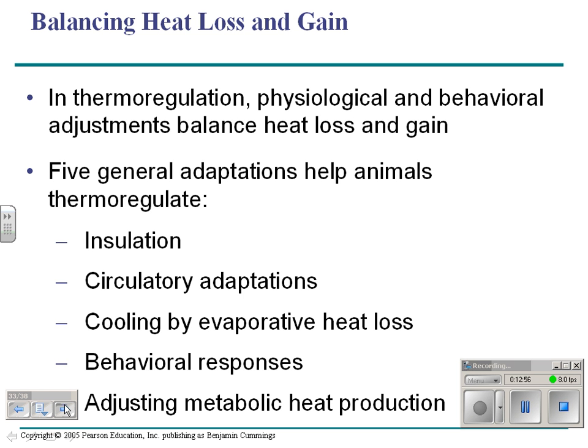So to be able to thermoregulate, there are 5 adaptations animals have, and you should know these. We're going to talk about adaptations in detail in this unit. Insulation is an adaptation: blubber in whales, fur in some animals. Circulatory adaptations. We'll come back to that. Evaporation, sweating. Behavior is an adaptation. Going in the shade is an adaptation. And then adjusting metabolic heat production. How much do you put out, if you will?